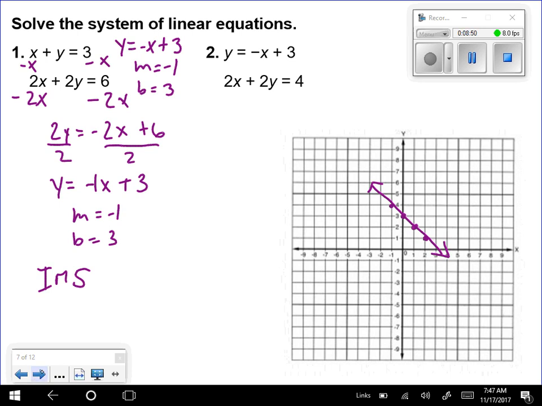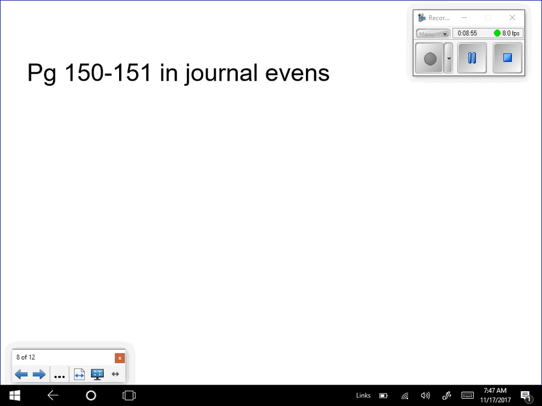When you are done with that, I want to see number 2, see what you got, and then your homework for the weekend is in your journal, page 150 through 151, the evens. All right, have a great weekend.